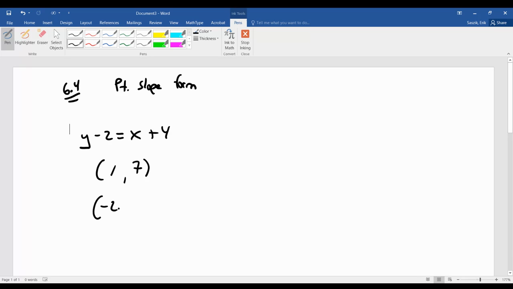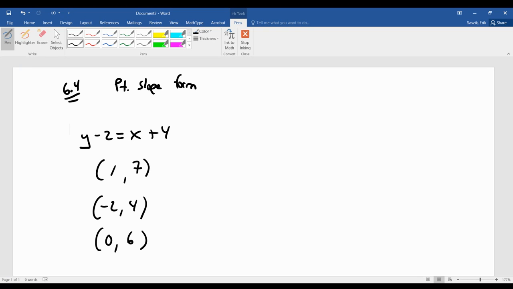Here, let's pick something else. Let's pick negative 2 for x. Negative 2 plus 4 is positive 2. Okay, what number minus 2 would be positive 2? That would be 4. Okay, so hopefully you get the idea here. 0 plus 4 is 4. What number minus 2 is 4? That would be 6. So there's an infinite number of points that are on the line, and any point that's on the line has to satisfy the equation of the line, and that means that each side of the equation is equal to each other. All right.